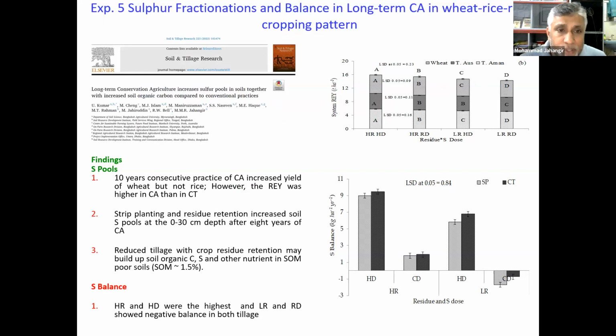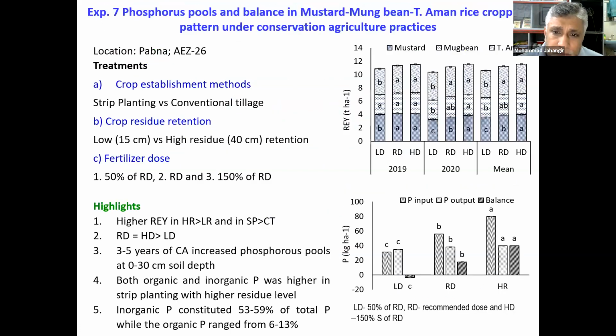We have this data in Soil and Tillage Research we published last year. And this is our findings. Then we move to phosphorus and the same result. We did it in the Rajshahi region. We did it in Mymensingh. We did it in the saline zone in Dacope, Khulna, and we did it in Thakurgaon. And repeatedly, we conducted this experiment for several years.